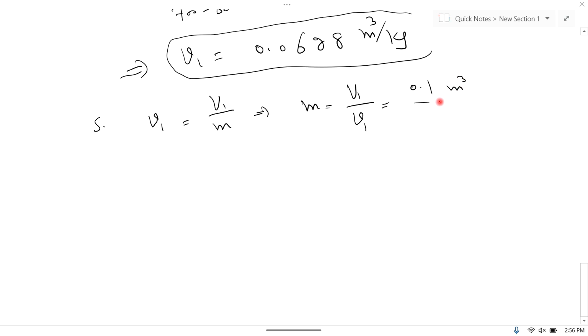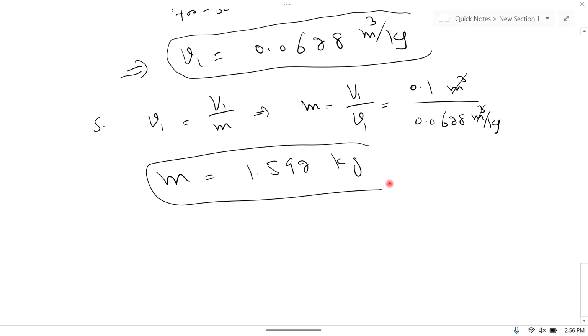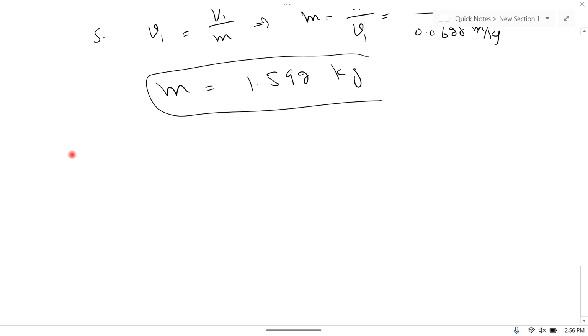Cubic meter, and specific volume is 0.0628 meter cube per kg. So cubic meter will be cancelled with cubic meter, and mass is equal to 1.592 kilogram. Now per U2 we are doing interpolation.